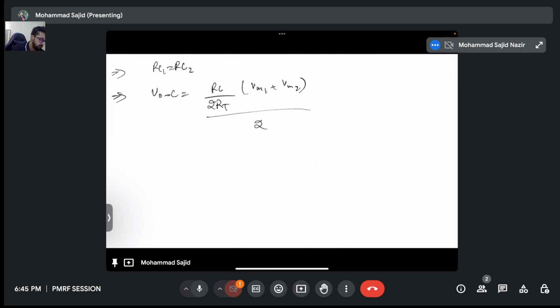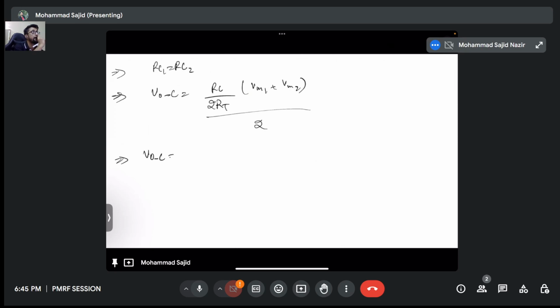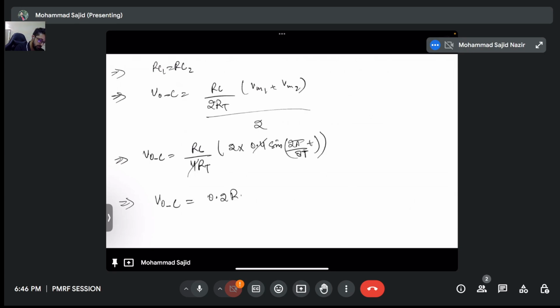So from the question we can see V in 1 plus V in 2. The first term is the same, so it will get cancelled, and the other term is the same, so it will be 2 times. So it will be RC by RT, 4 times 0.4 sine of 2 pi by T, which gives 0.2 times RC by RT sine of 2 pi by T.